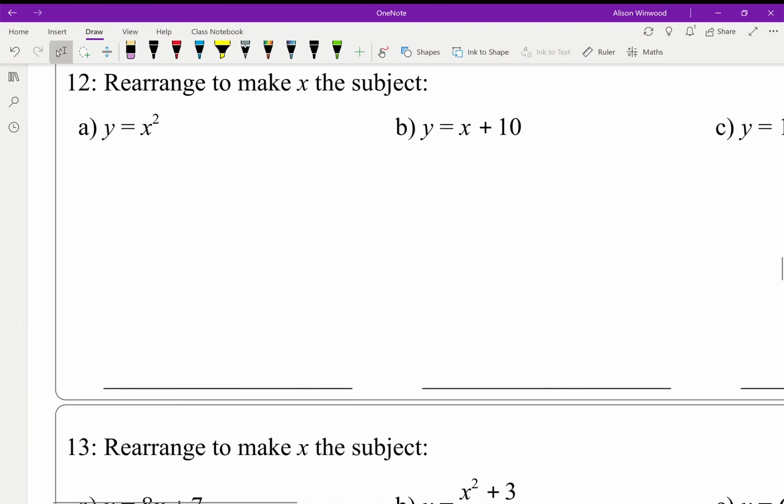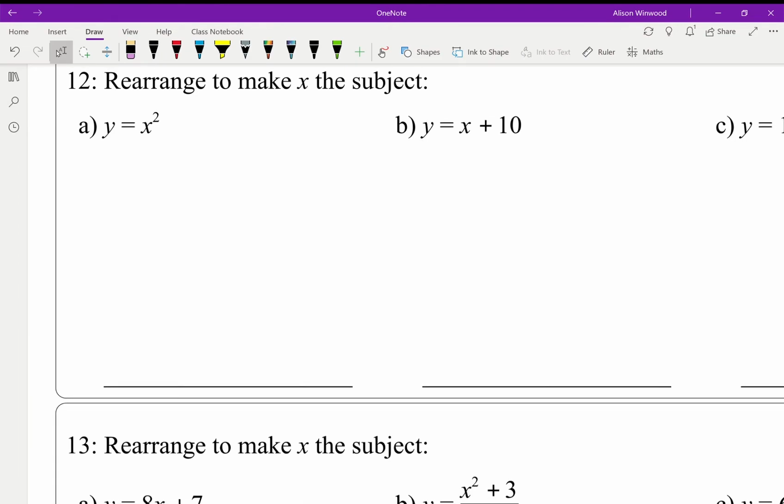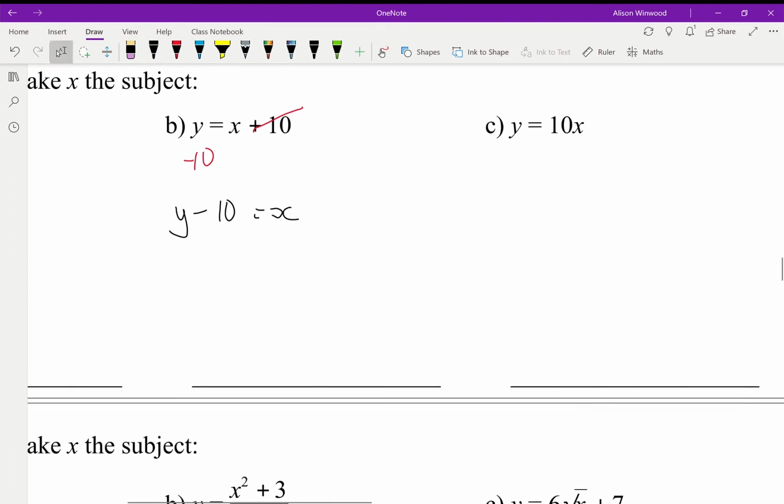Rearranging is pretty much the same as solving, but we just don't have any numbers. So the opposite of squaring is square root. So the square root of y equals x is our answer. Opposite of add 10 is subtract 10. Y subtract 10 equals x is our answer. Opposite of multiply is divide. So y divided by 10 equals x is our answer.